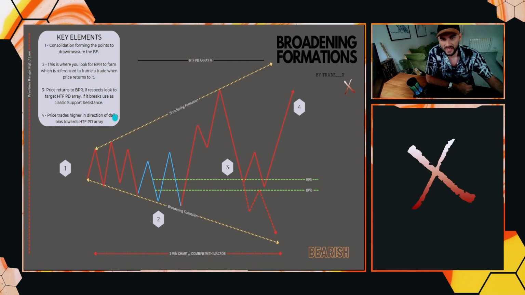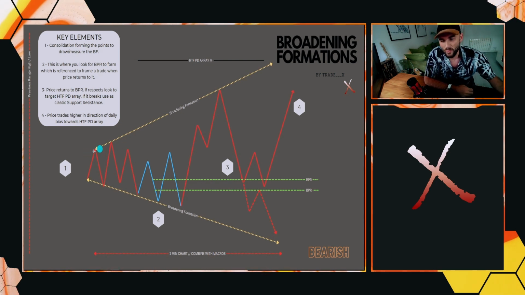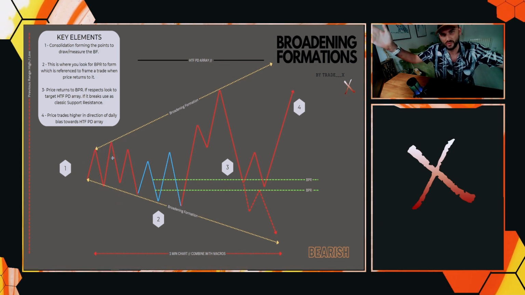The reason this works is because a lot of what ICT references and teaches is part of the broadening formation setup. Now, what we're actually witnessing is price accumulate before it expands, okay? And what we have here is buy side gets taken. This is ICT, moves lower before breaking, taking the sell side. It's these two pivots that we are using to measure the broadening formation.